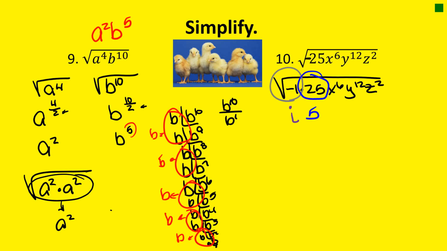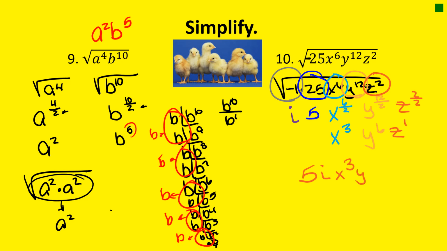The next thing is x to the 6th. So it's power over 2, because you want to see how many groups of 2 are in there. So that's x to the 3rd. Then you've got y to the 12th. So take 12. How many groups of 2 are in there? There are 6. Then you've got z to the 2nd. Divide by 2. How many groups of 2 are in there? It's z to the 1st. So you're going to put this all together. 5 comes first, then the i, then x cubed, y to the 6, z, and I'm too lazy to write the 1.